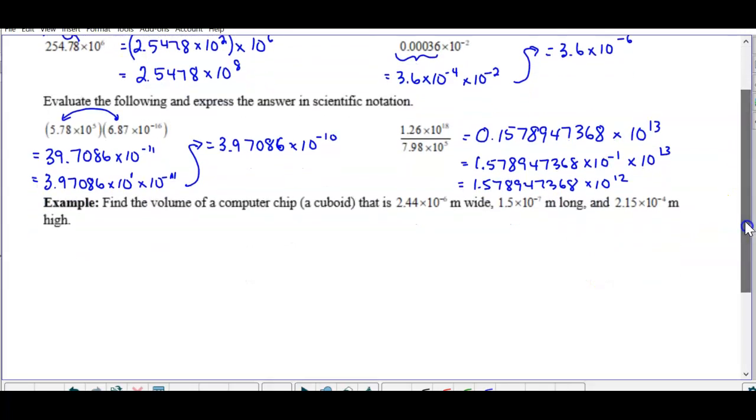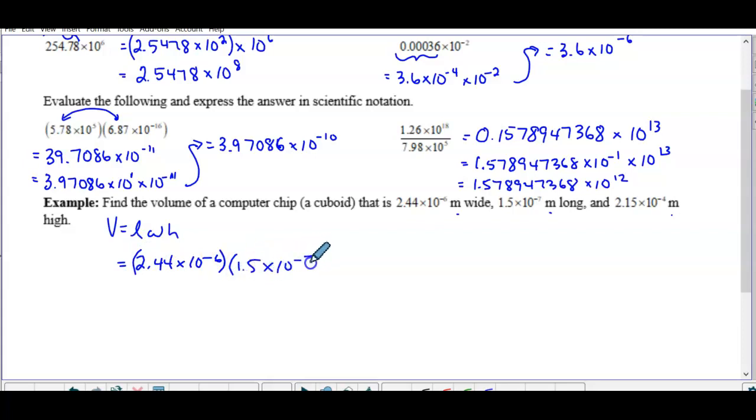And then a little example here: find the volume of a computer chip, a cuboid that has these dimensions. So check they're all the same units. And if it's a cuboid, then you're multiplying all of these together. So volume equals length times width times height. Okay, so we've got 2.44 times 10 to the negative 6, 1.5 times 10 to the negative 7, 2.15 times 10 to the negative 4.